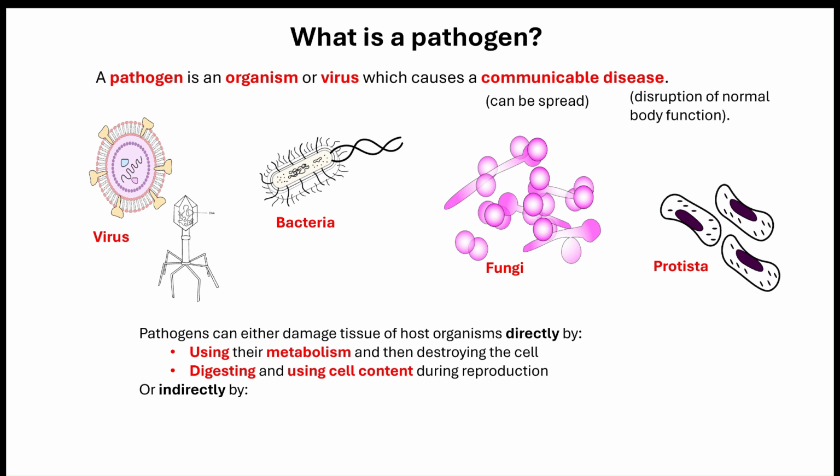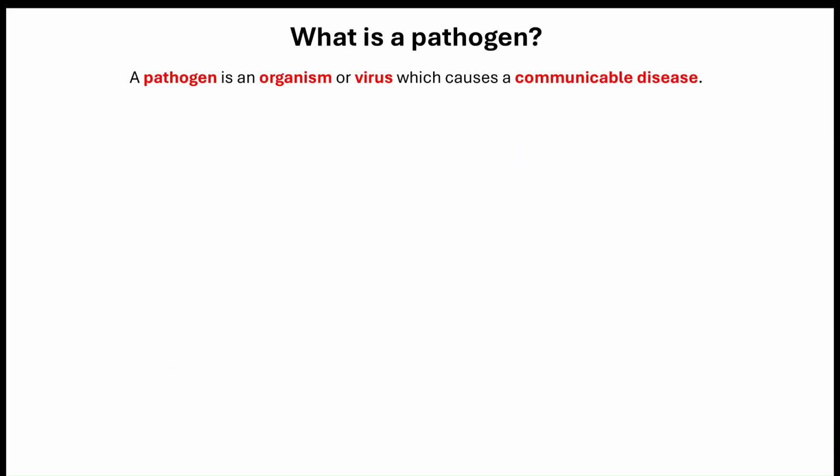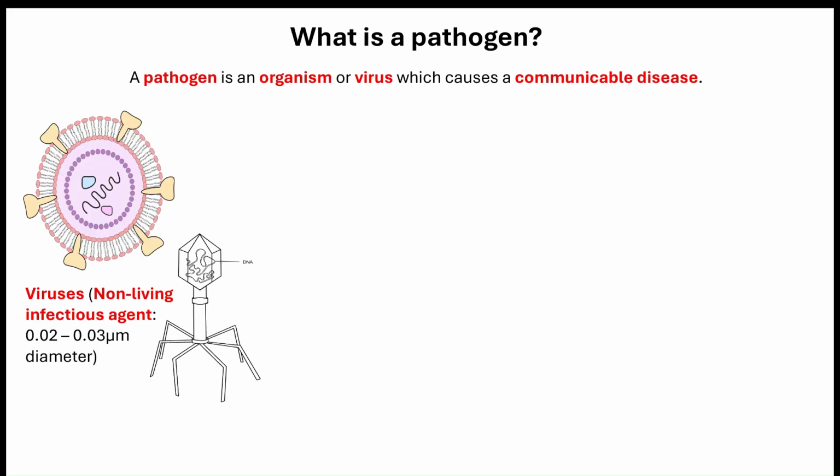Now, an indirect way in which they can damage the host organism is by producing toxins, and those toxins will then have an effect on the cells within the organism. So there are specific ones that you have to know. So let's start with our viruses.